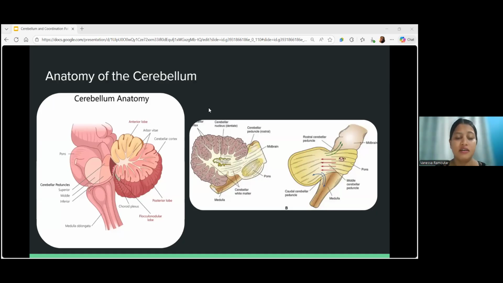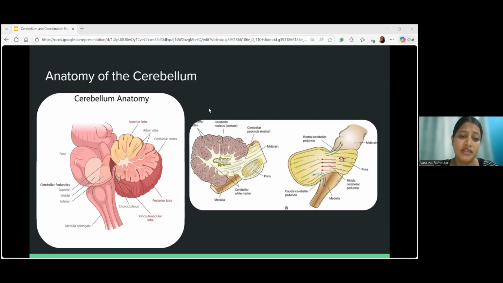It consists of two large lateral hemispherical lobes, the cerebellar hemispheres, which are united to each other by a narrow median worm-like portion called the vermis. It is connected to the brainstem by three pairs of large fiber tracts called the cerebellar peduncles.